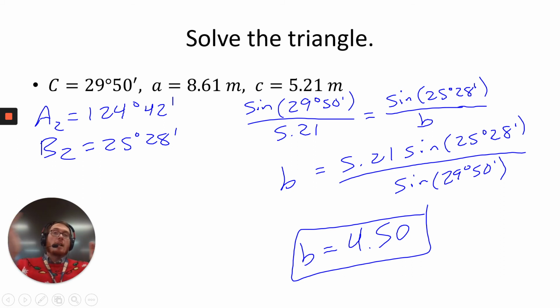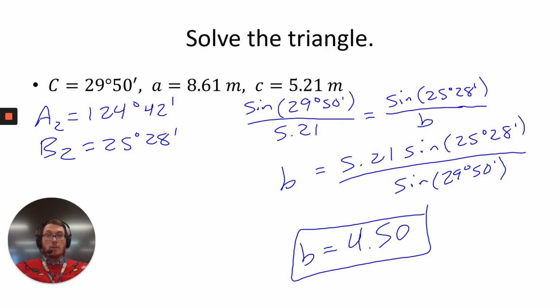I set up the law of sines with C again, and I use that in order to find side length B. It's the exact same setup as the last slide, except instead of the obtuse angle that I had found, I got the smaller acute angle of 25 degrees 28 minutes. I cross multiply, and I get a much smaller answer here of 4.50. And notice that side length is the smallest because the angle is the smallest. That B angle is the smallest of the three, so it makes sense that side length B would also be the smallest.